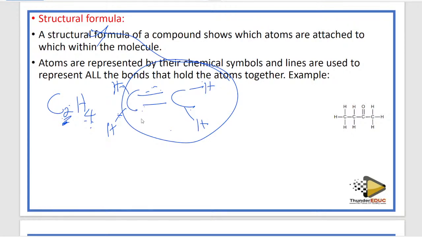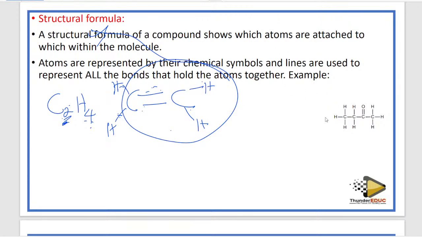So I can give you the molecular formula to write the structure formula. I can give you the structure formula to write the molecular formula. This is an example of a structure formula. I can ask you to write the molecular formula of this. So we will see all this in detail.